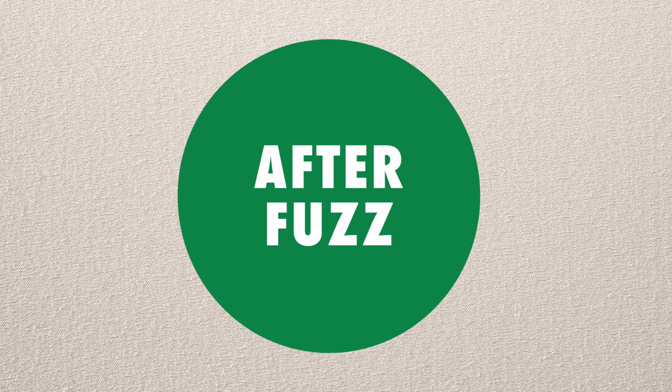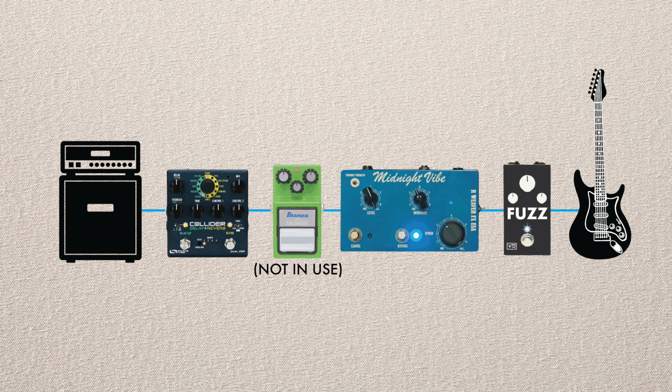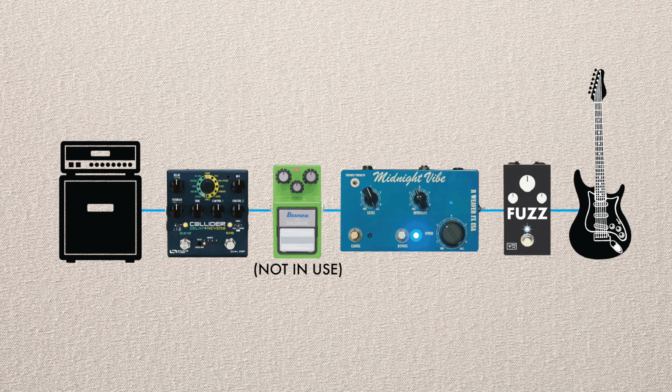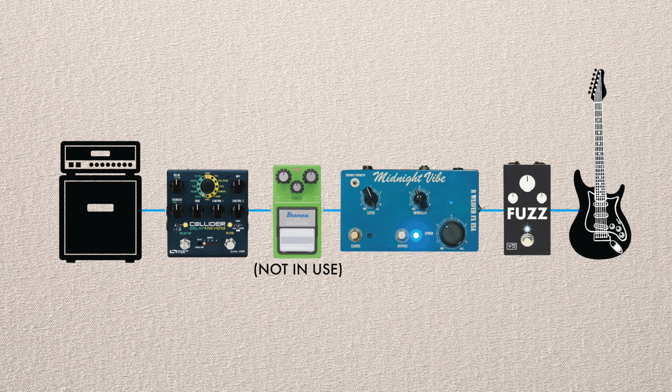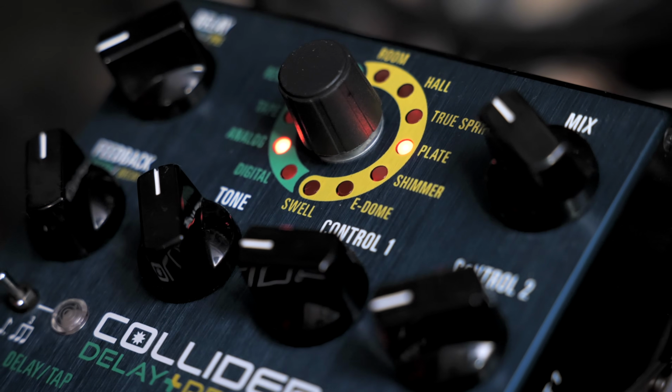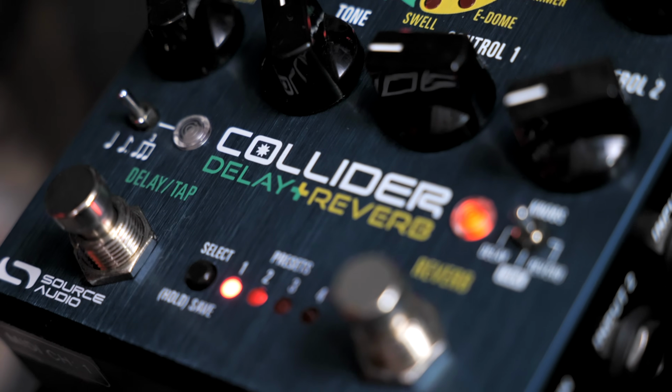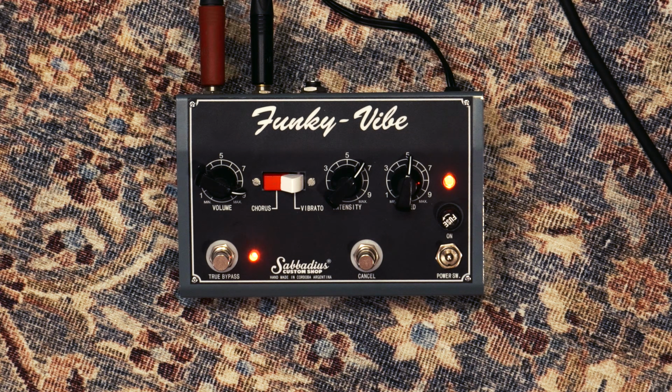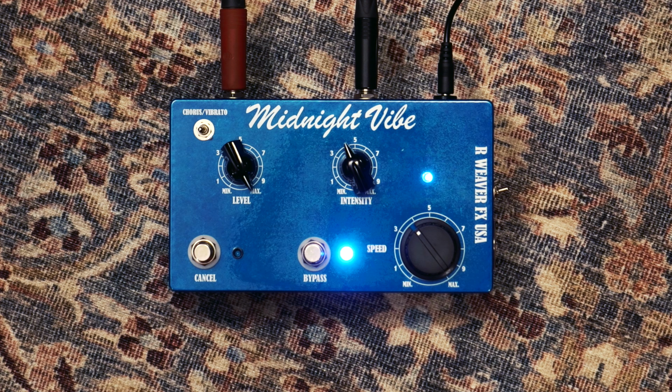Let's compare it to what happens if we run the fuzz now before the Uni-Vibe, and we run the Uni-Vibe after the fuzz, and then going into the Marshall, and also using the Source Audio Collider for the reverb sounds on this. So I'm going to go ahead and switch this up, and then we're going to come back and recalibrate ourselves to the clean tone, and then hear this in a couple of different contexts.